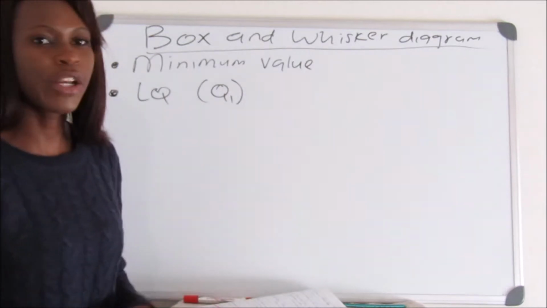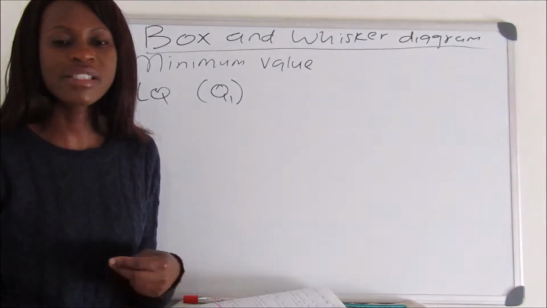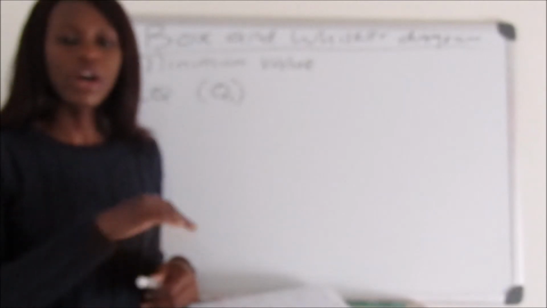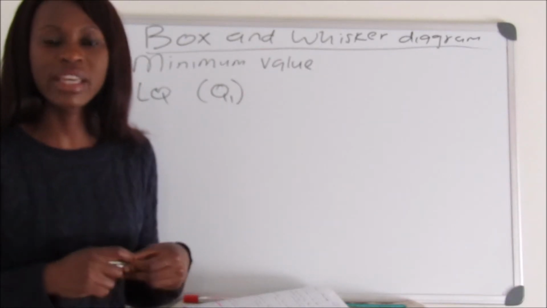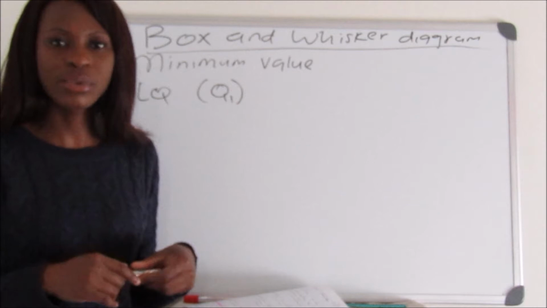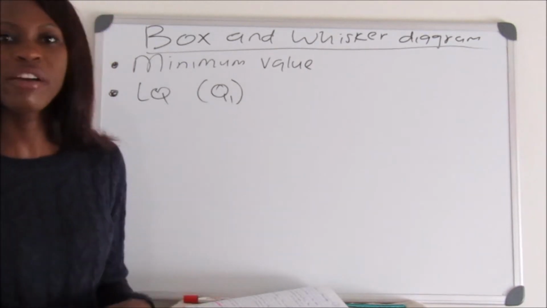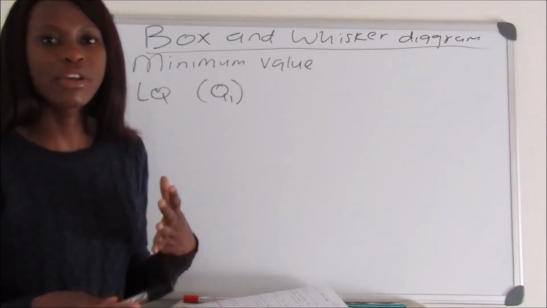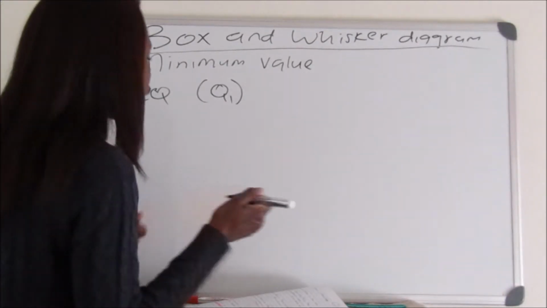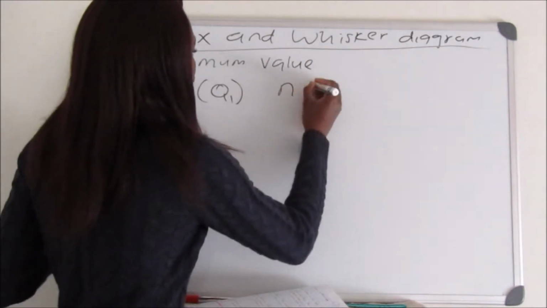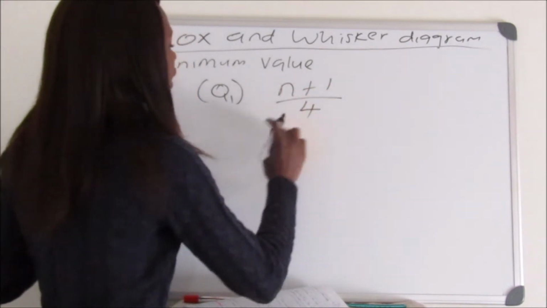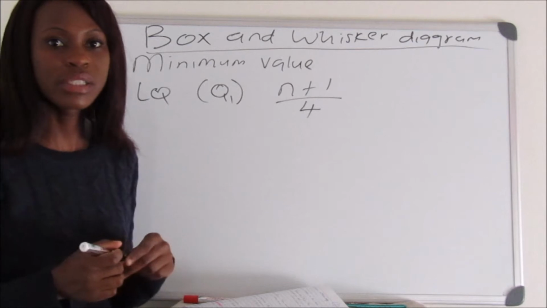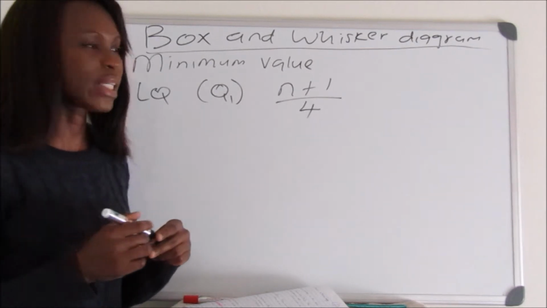data set. So when you are dealing with statistics, the first thing that you must do when you are about to answer a question is to write the data that you are given in an ordered way, so that you do not get confused when you have to find your lower quartile, your median, and also your upper quartile. To find the position of the lower quartile, you must use the equation n plus 1 over 4. This equation is only to find the position of the lower quartile.